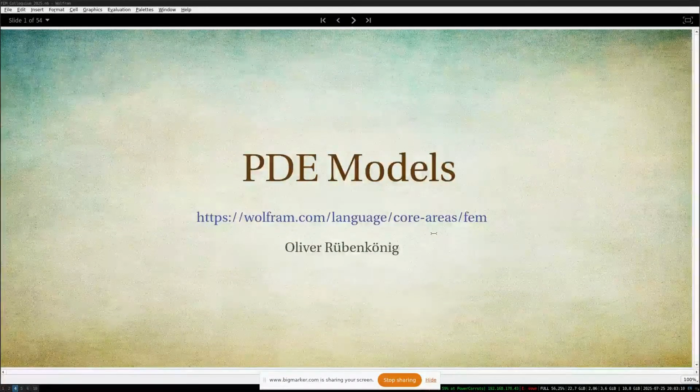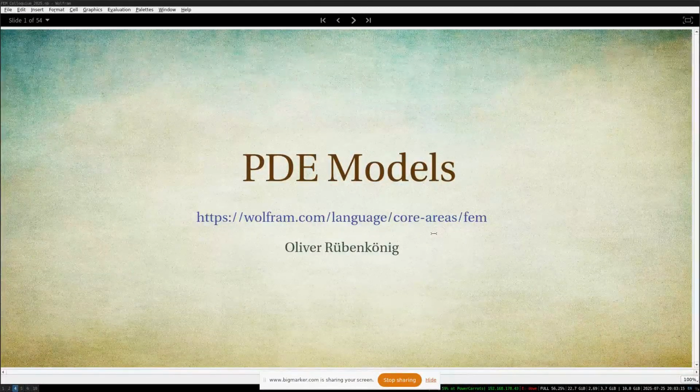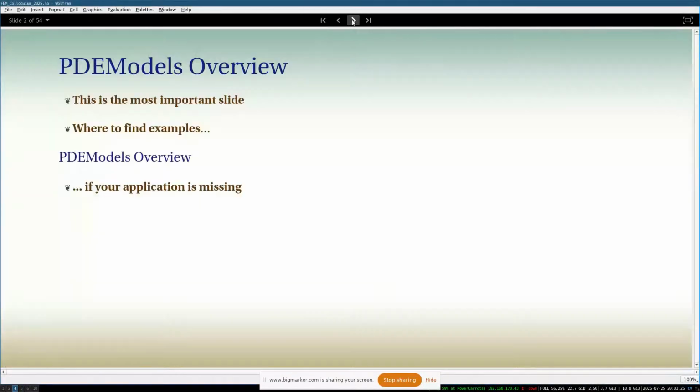All right, so you should be seeing my screen by now. My name is Oliver, and yes, I work on the PDE modeling and the finite element implementation, and I'm going to show you a bit about what we've been up to in the last few releases.